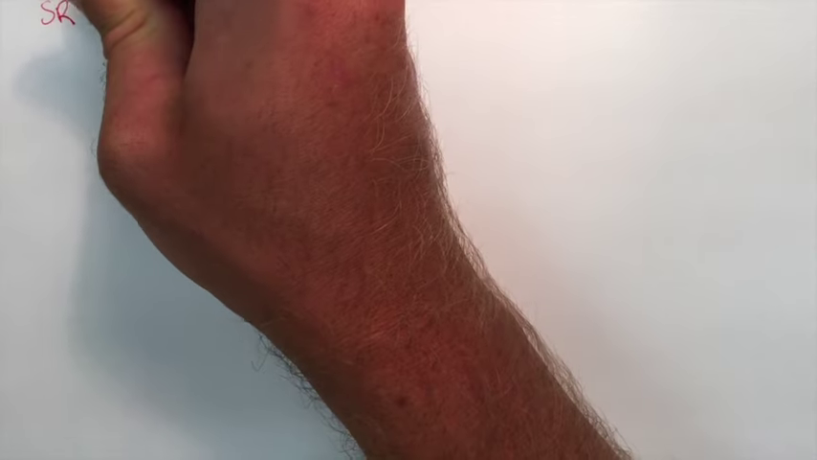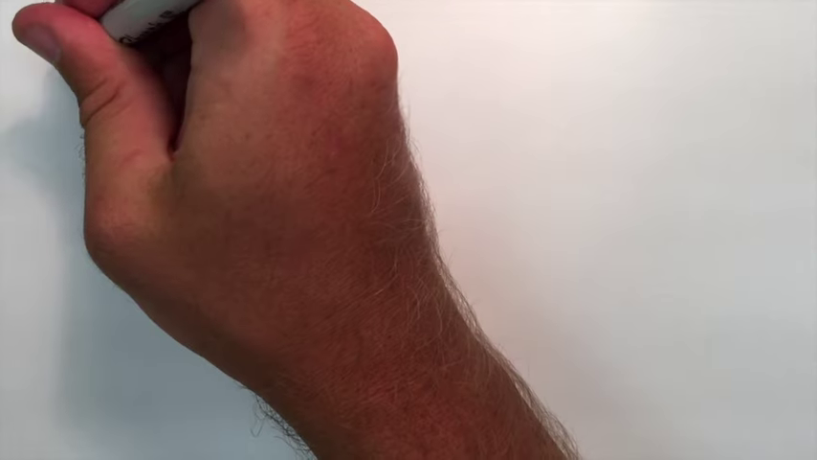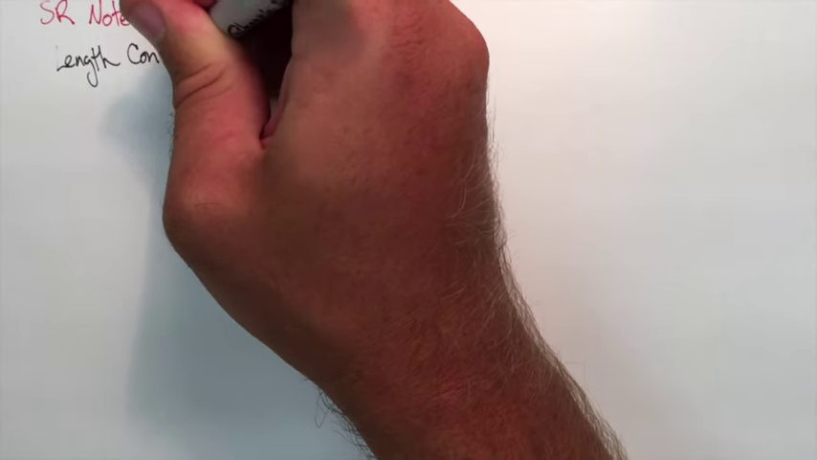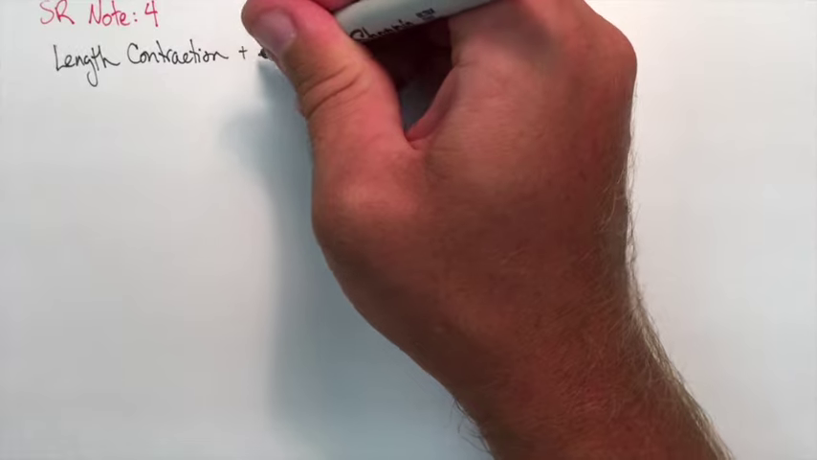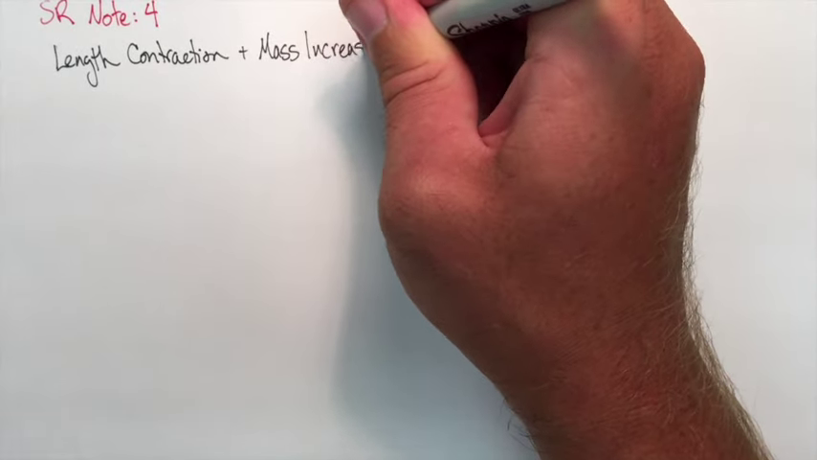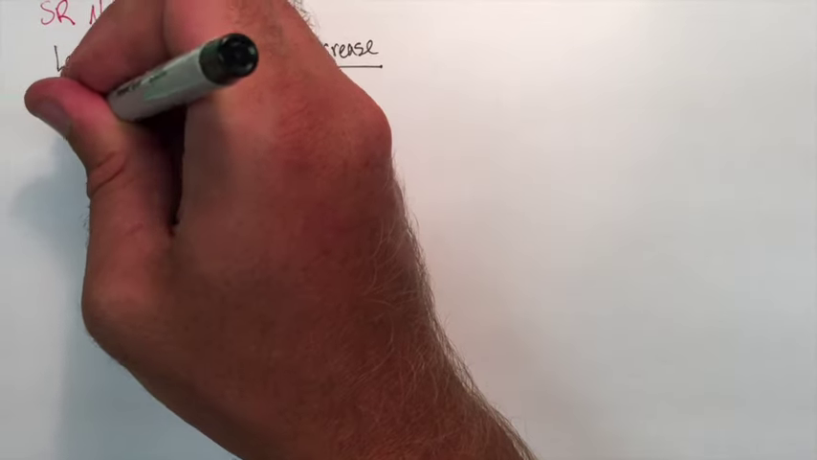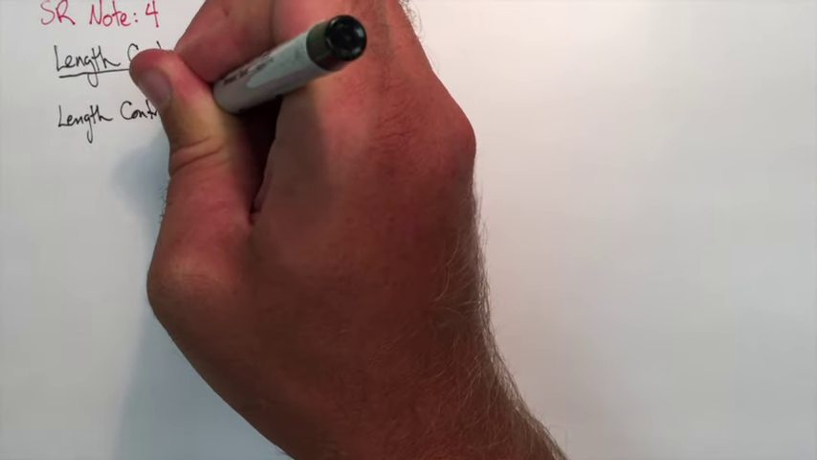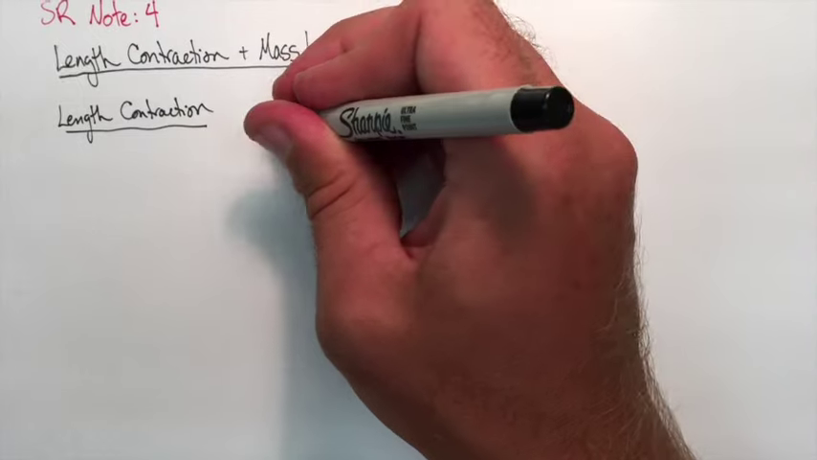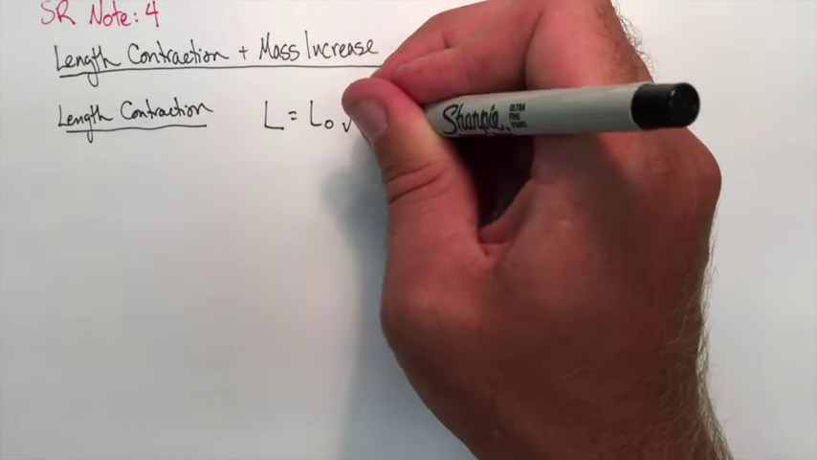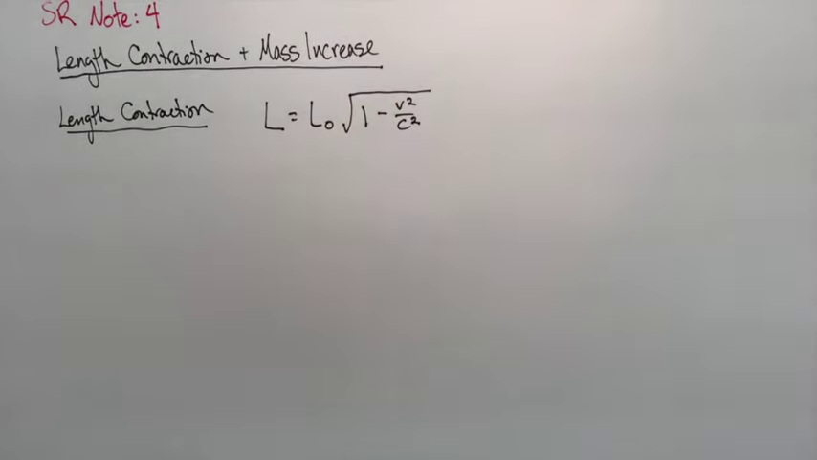Grade 12 Physics, Special Relativity, Note 4. Length contraction and mass increase. Earlier in this unit, we learned that the speed of light is constant in any frame of reference, and it leads to weird results with time, length, and mass. Today we're going to examine length contraction and mass increase.